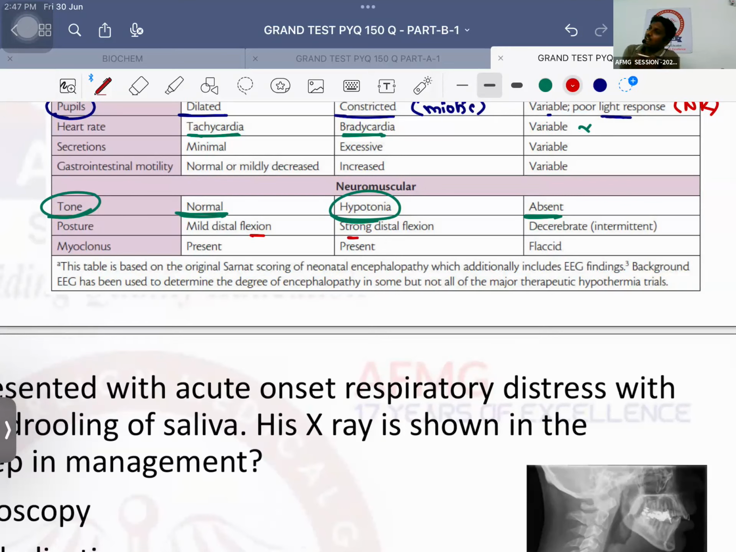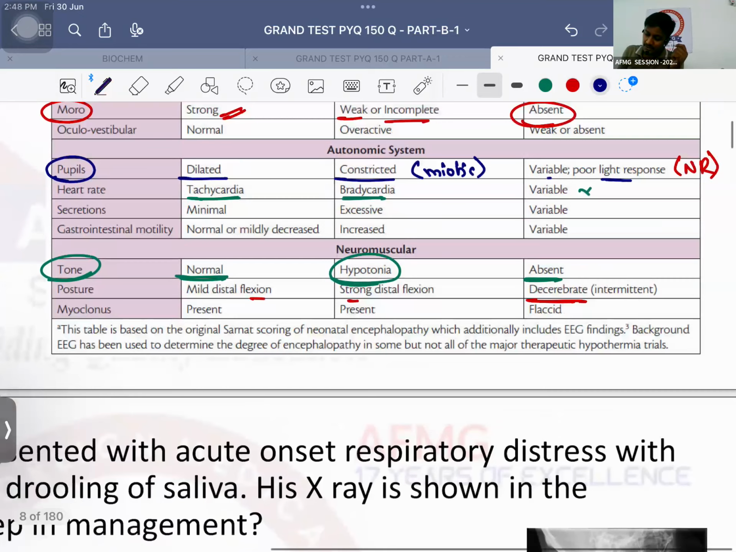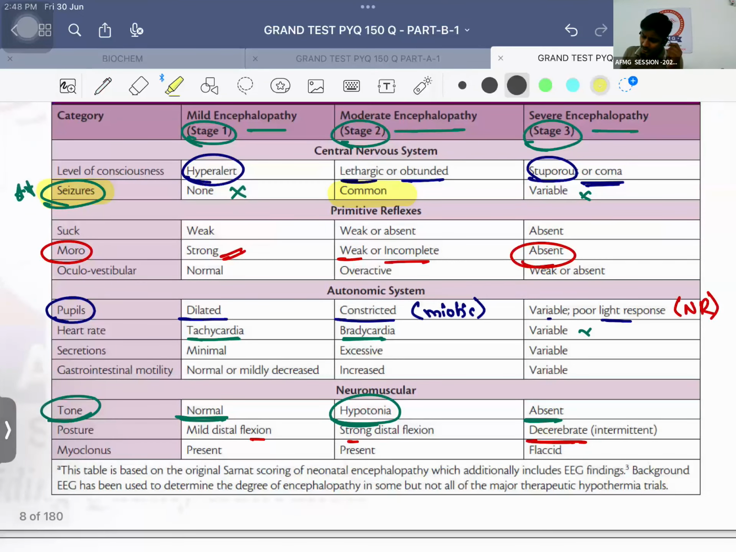Okay, strong distal flexion में कब होगा? Stage 2 में. That is called as decorticate position. And decerebrate या extension position में कब होगा? Stage 3. So important is to remember seizures. Important is to remember the tone of the muscle. Important is to remember Moro's reflex and pupil. These 4 are the most important ones.